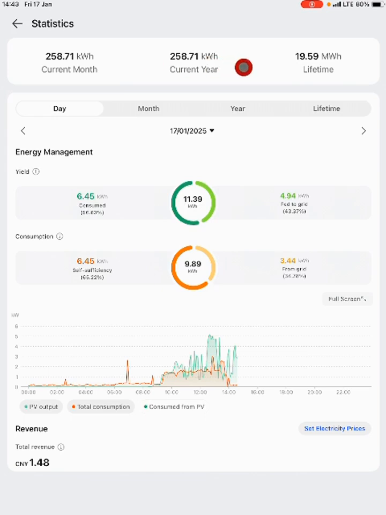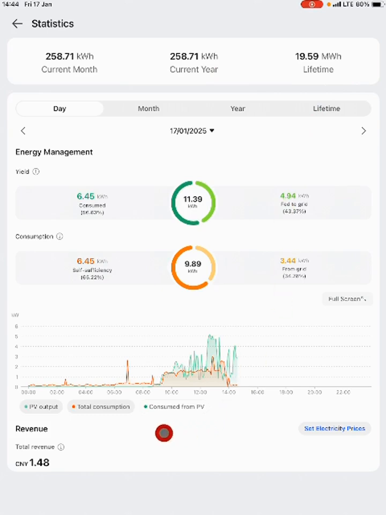The lifetime figure here basically never resets itself. That figure will continue to accumulate from the very day the system was activated and switched on, right up until, for whatever reason, the system is switched off and taken away, decommissioned, etc. So to recap, the current month, current year, and the lifetime of the system, the cumulative values.